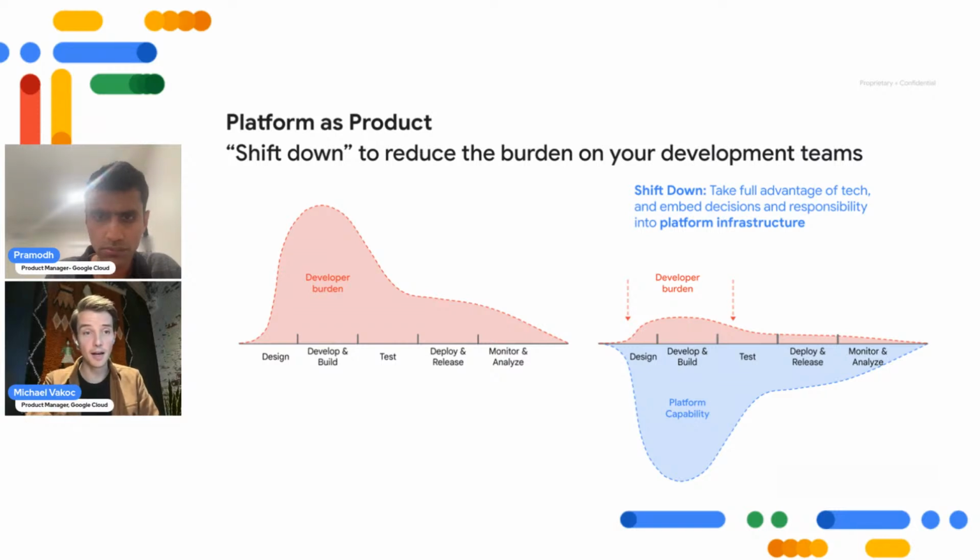And so on the right side, you can see how that looks. What does shift down mean? It means that the platform capability takes up much more of that burden, which previously has been on the developers. And throughout the process, I hope it has become clear how the applications we are building will help you do that.